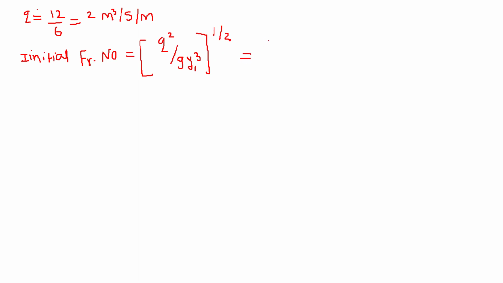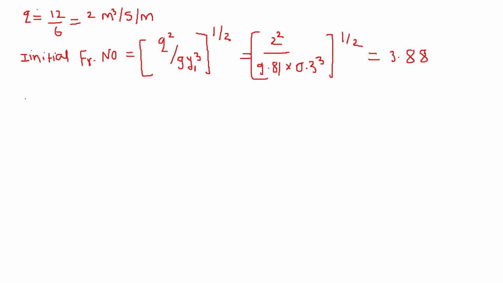So calculate this. Our q is 2, right? After that 9.81, that is acceleration due to gravity. After that y1 is given as 30 centimeter, that is 0.3 meters, and the whole bracket to the power 1 by 2, right? After solving this equation we will get the answer 3.88 as the initial Froude number, right?